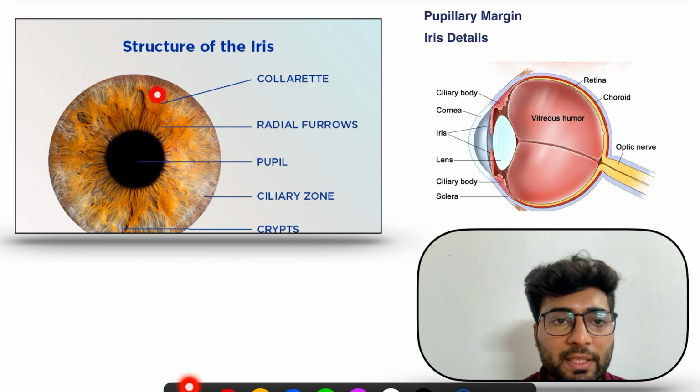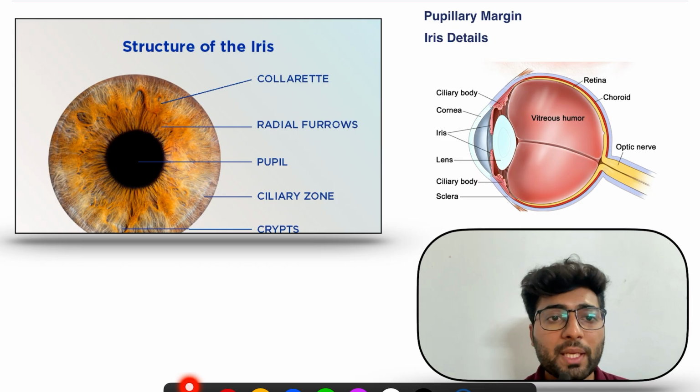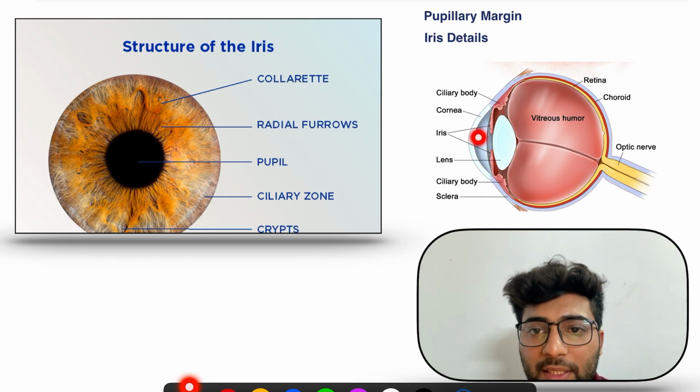See, first of all, this is the cornea. As I told you, this is not the iris. Above the iris and pupil, we have the cornea, but we can see the pupil and iris. Why? Because the cornea is completely transparent. So through it, I can see the pupil and this iris. In this diagram, you can see this is the cornea, and behind it, this is the iris and pupil.